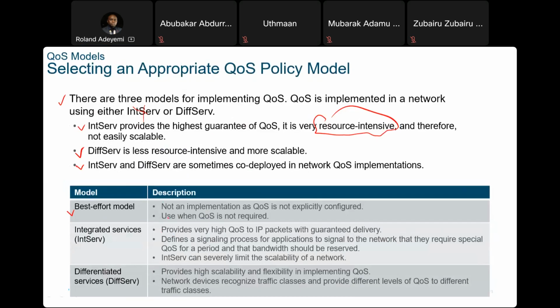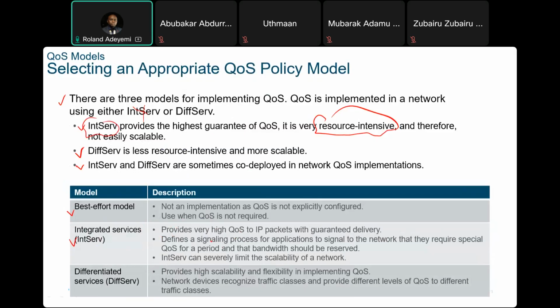So the best effort model is not an implementation, as QoS is not explicitly configured. You can use it when QoS is not required. When you don't need quality of service, just leave the router to do what it can do best. That is the way the best effort model works. Then the next one is integrated services. That's the way they shorten it, IntServ.